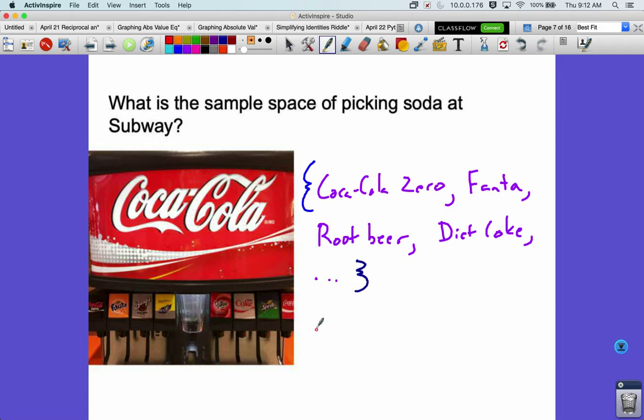But what if we want ice? So how do I modify the sample space if I want to include the possibility of having ice or not ice? Or what if you want to do what I did as a kid, which is mix multiple soda flavors together? We're going to have a different way to express that.